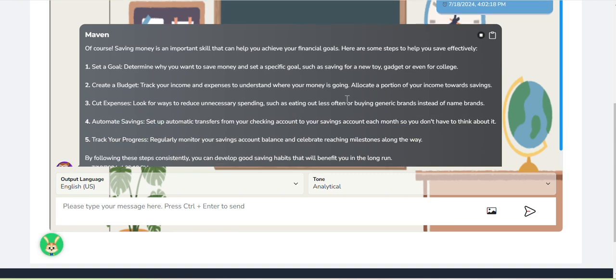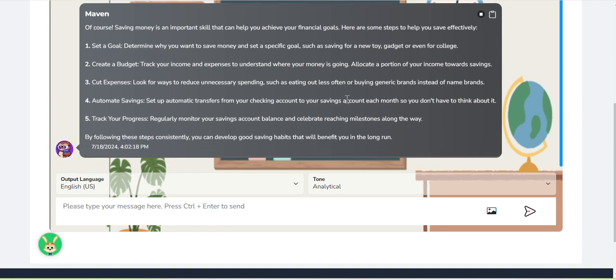Of course, saving money is an important skill that can help you achieve your financial goals. Here are some steps to help you save effectively. 1. Set a goal. Determine why you want to save money and set a specific goal, such as saving for a new toy, gadget, or even for college. Point 2. Create a budget. Track your income and expenses to understand where your money is going.